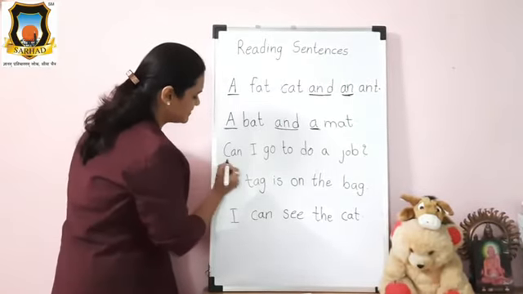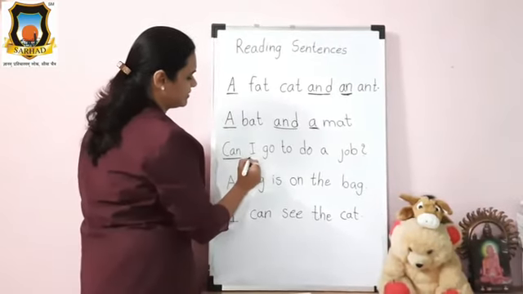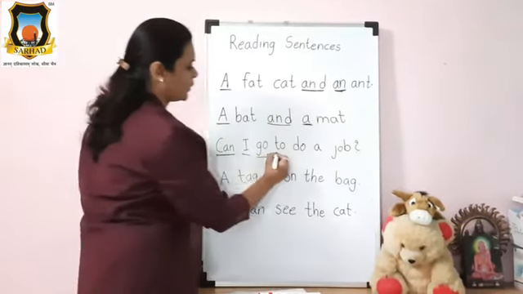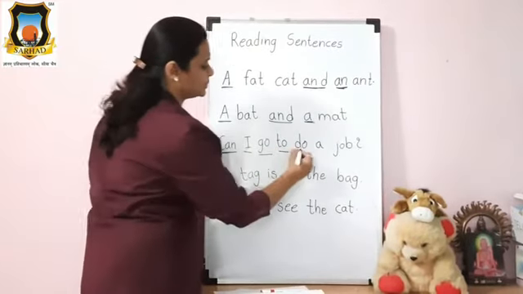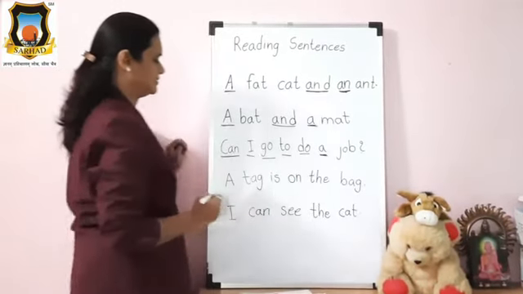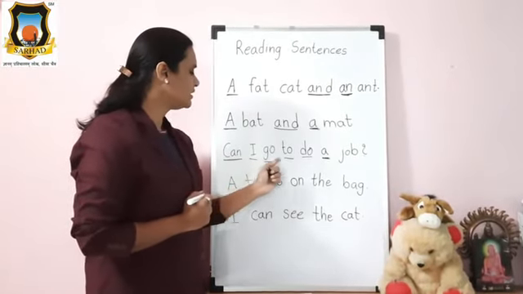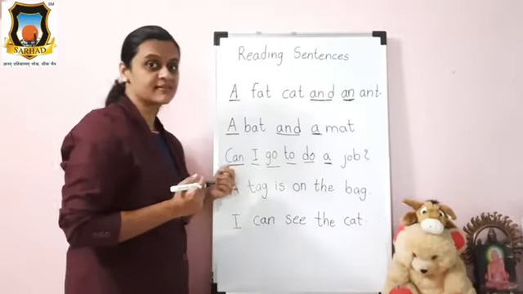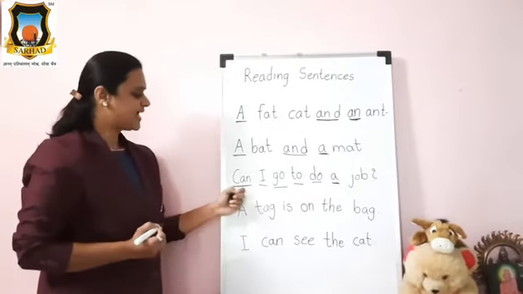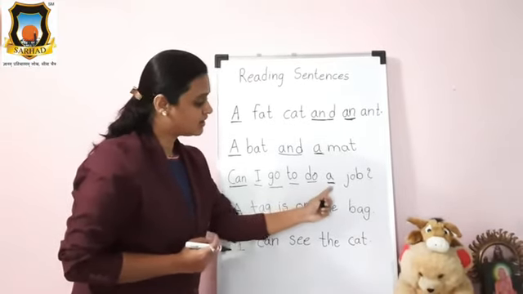Now, next sentence. C-A-N, can. I. G-O, go. T-O, to. D-O, do. And a. Now, how many sight words in this sentence? One, two, three, four, five, six. Come on. Can I go to do a job?